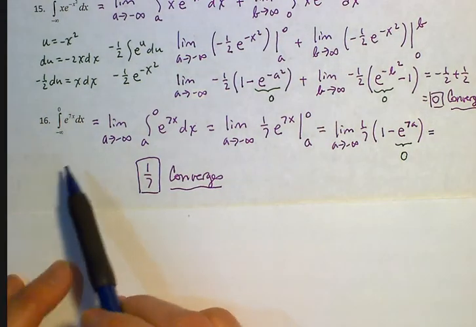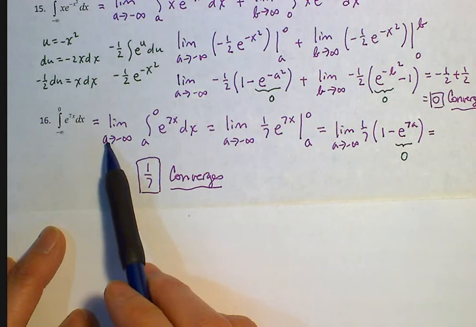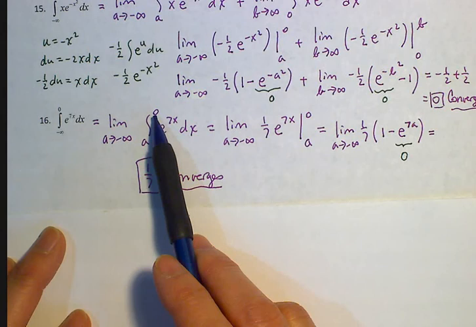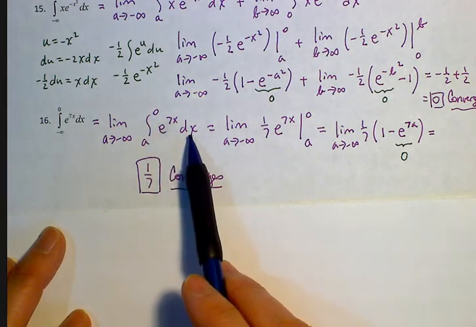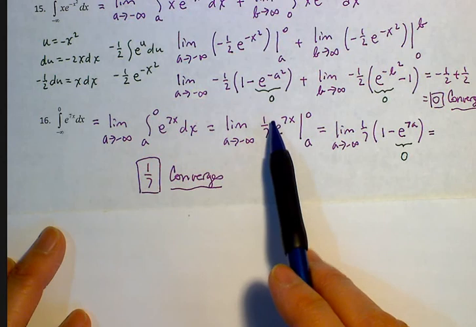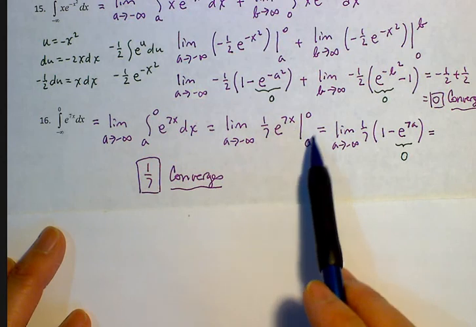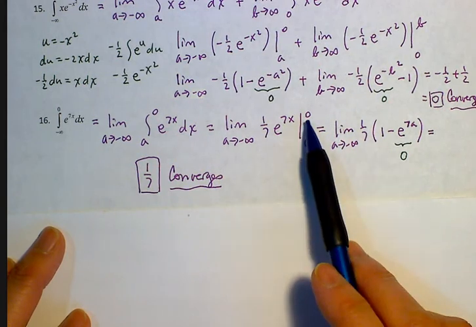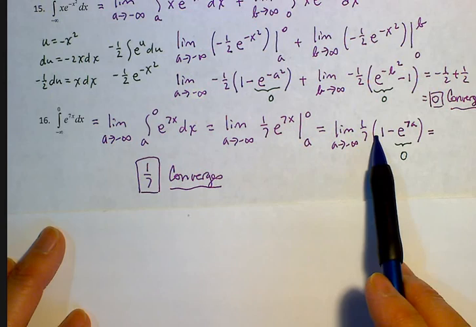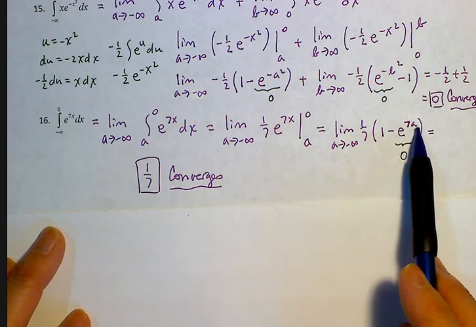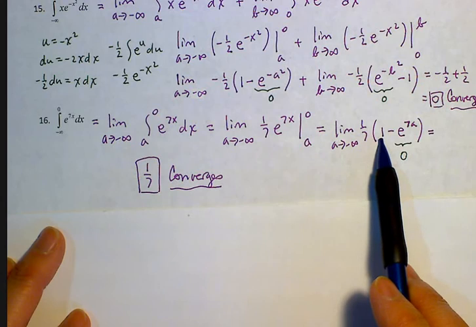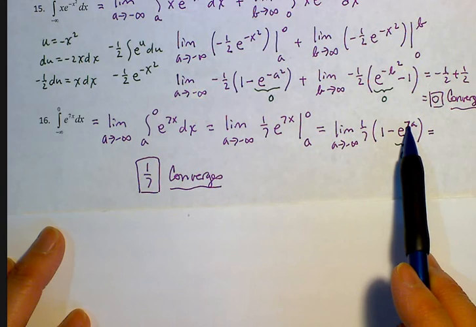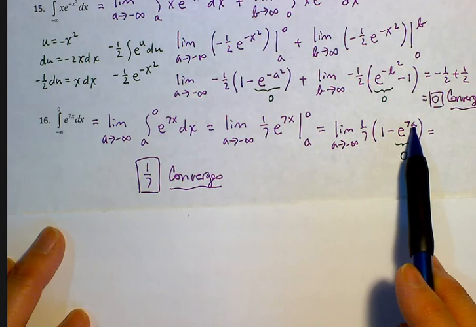Okay, number 16, I'm going to make my lower bound the limit as a approaches negative infinity. So I have the integral from a to 0 of e to the 7x dx. I take that integral and get 1/7 e to the 7x, going from a to 0. So 1/7 gets factored out, and in the upper bound it's e to the 0, which is 1, minus e to the 7a. The 1 is just going to stay as 1, and for e to the 7a, you're going to put in a very large negative number.